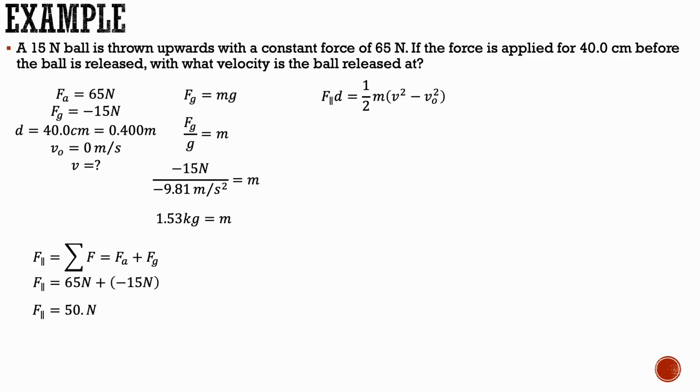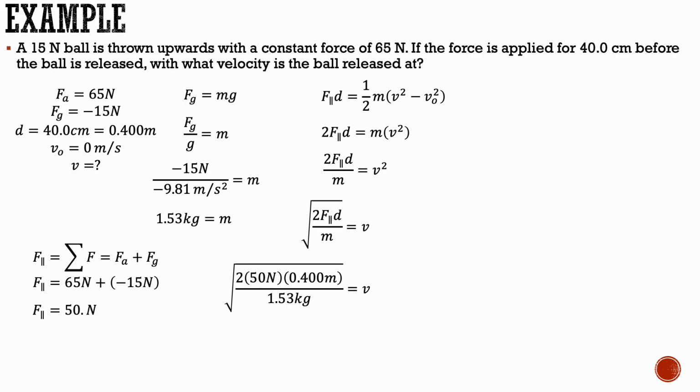Now that we've done that, we'll do some rearranging of our equation. I'll do a couple things in this first step. One is we can get rid of our initial velocity because it is 0. I'll also multiply both sides by 2 to get rid of the 1/2. At this point, divide both sides by our mass to move it to the other side. And then we'll take the square root of both sides to get our velocity on its own. We can substitute our values in, and we get a velocity of 5.1 meters per second.